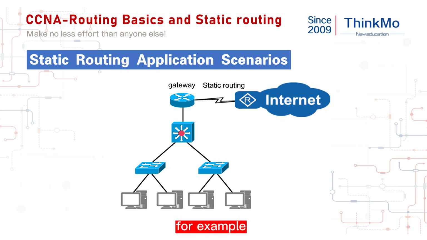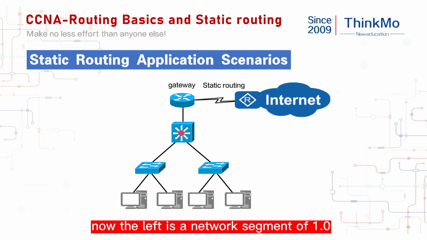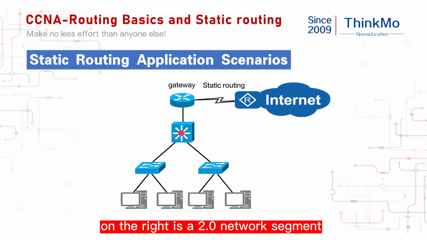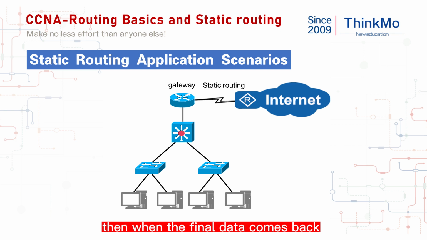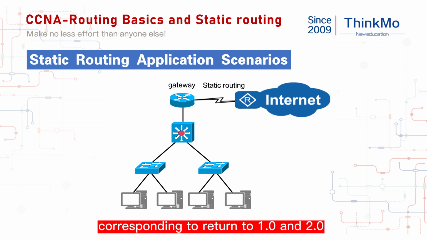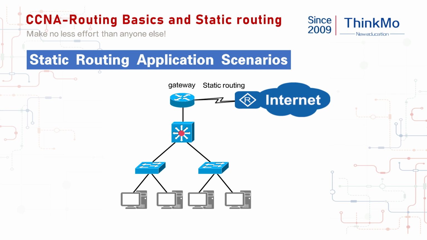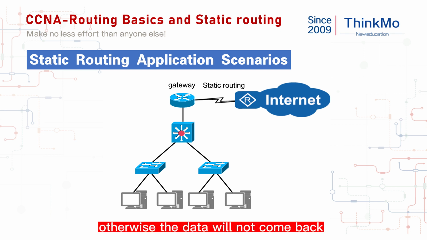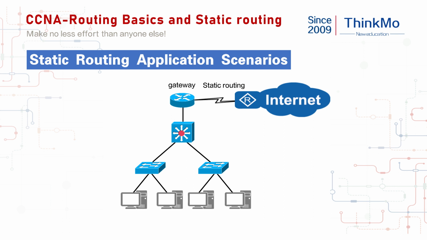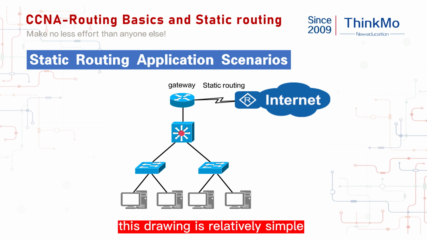For example, now the left is a network segment of 1.0, and on the right is a 2.0 network segment. When the final data comes back, it must return to 1.0 and 2.0. Otherwise the data will not come back. This is a more tedious part when using static routing. You have to specify it. This drawing is relatively simple.